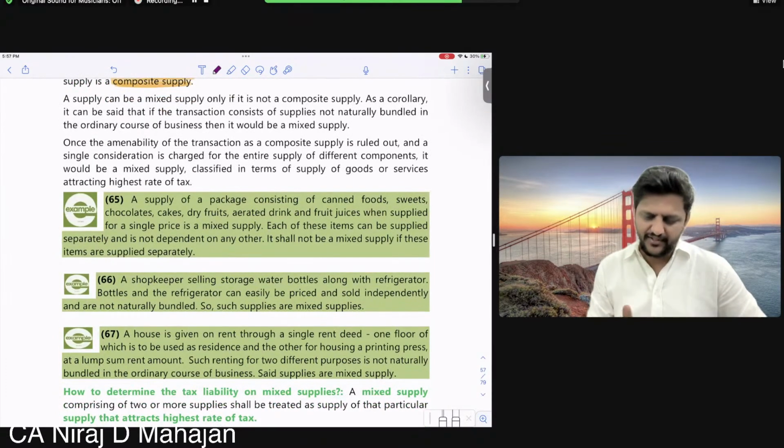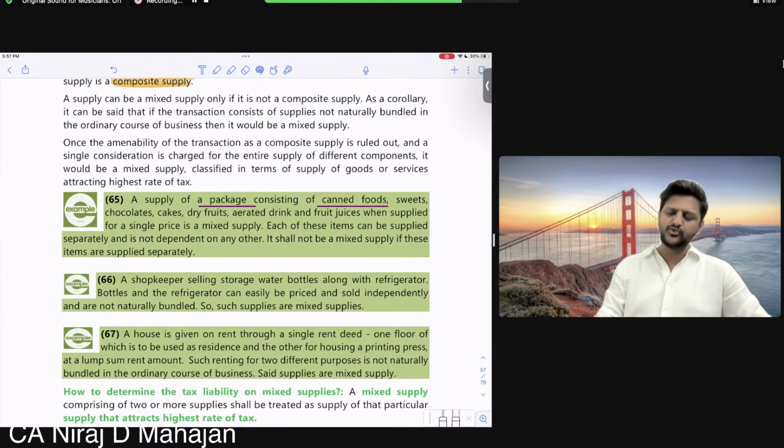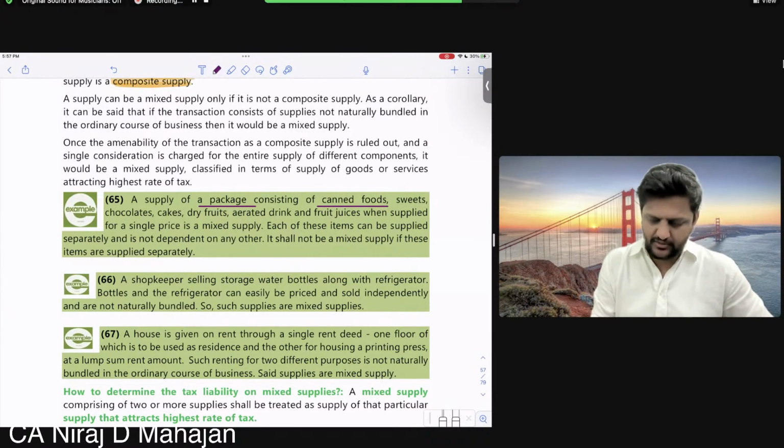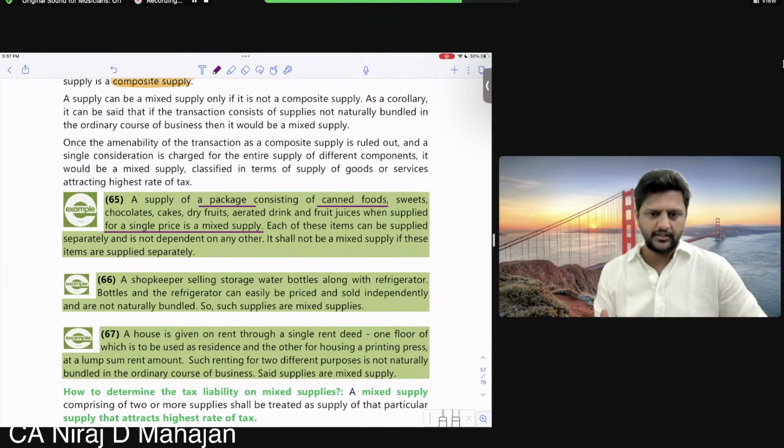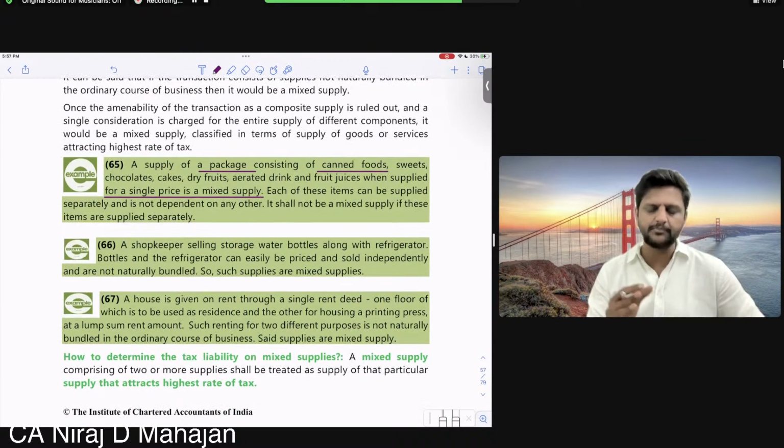Let us check the examples. A supply package, gift item, okay? Canned foods, Nutella. Sweets, chocolates, cakes, dry fruits, cold drinks, fruit juices, when supplied for a single price, is a mixed supply. Each of these items can be supplied separately, obviously, and is not dependent on each other, but they are put together. Then it is a mixed supply. It shall not be a mixed supply if these items are supplied separately. If they are sold for a single price, it is a mixed supply. Done?